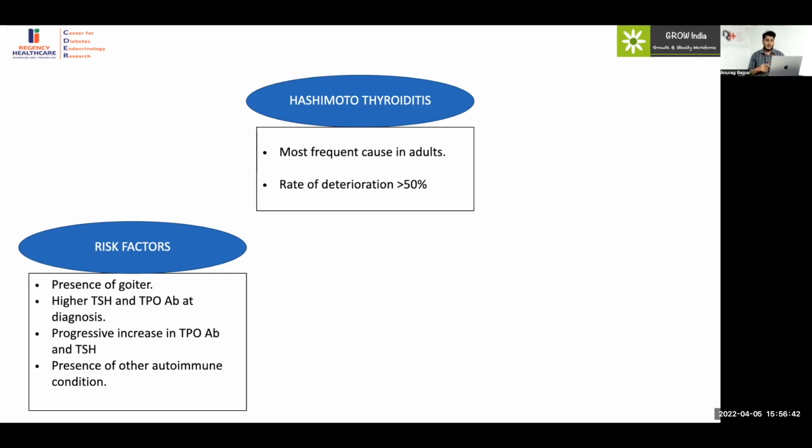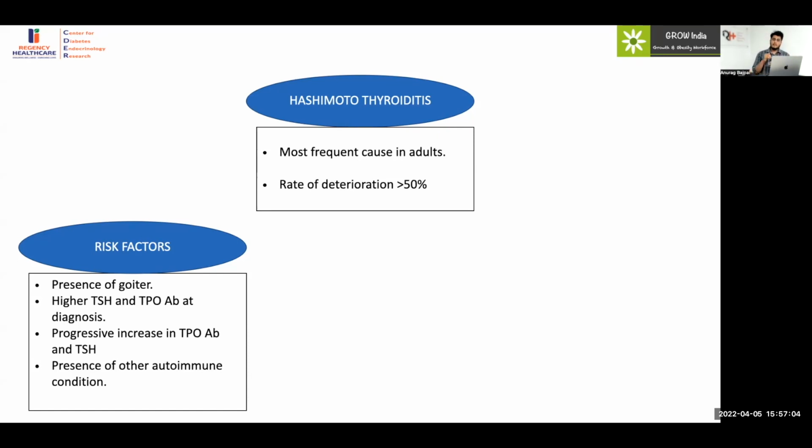The factors that cause deterioration from subclinical to overt hypothyroidism include the presence of goiter, higher TSH and TPO antibodies at the time of diagnosis, or whenever there's an increase in the TPO antibodies and TSH, and the presence of any other autoimmune disease. As already discussed by Sir, in case of celiac disease, the prevalence of autoimmune hypothyroidism is around 10 to 20%, and in case of type 1 diabetes, it is even more.